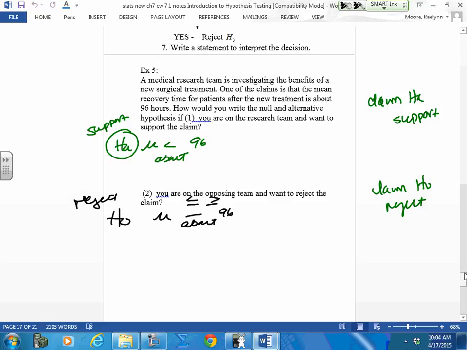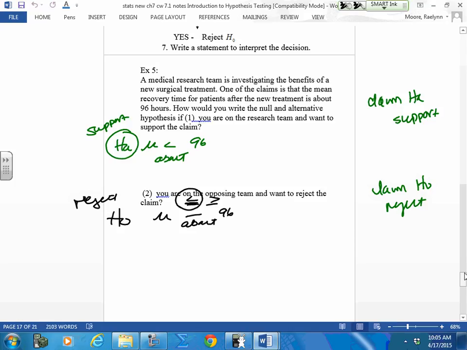The medical research team is still making this statement. I want to oppose this statement. I'm on the opposing team. I don't like their procedure. I think it's going to take too long. But they're making the statement that I want to reject. So what would be the statement that I would want to reject? That it's more than 96 hours? No, I would want to reject that it's less than 96 hours, but it has to have the equal sign in it for me to use the word reject.